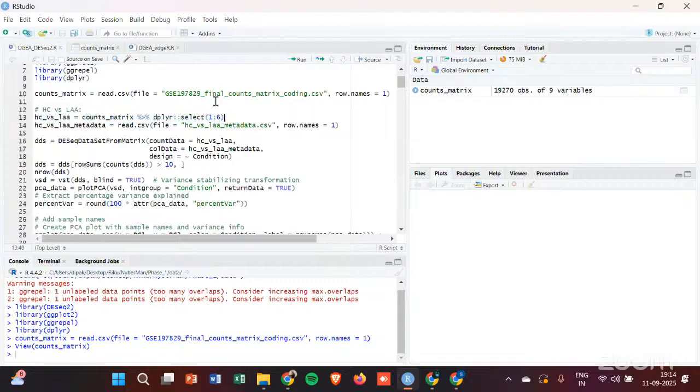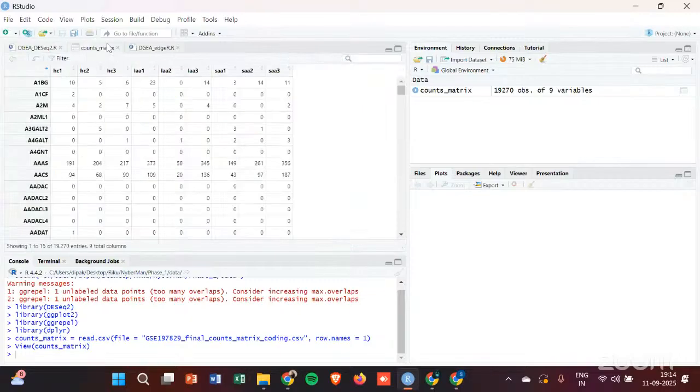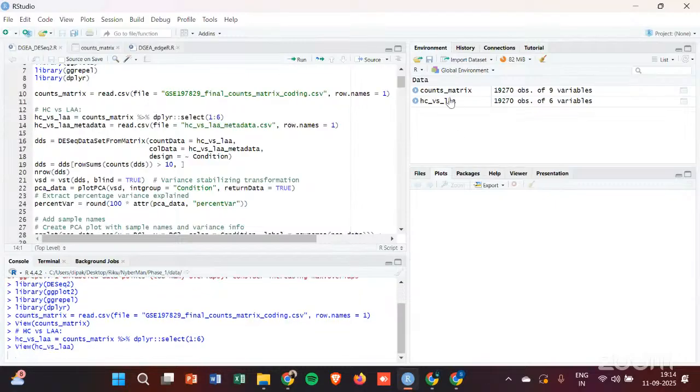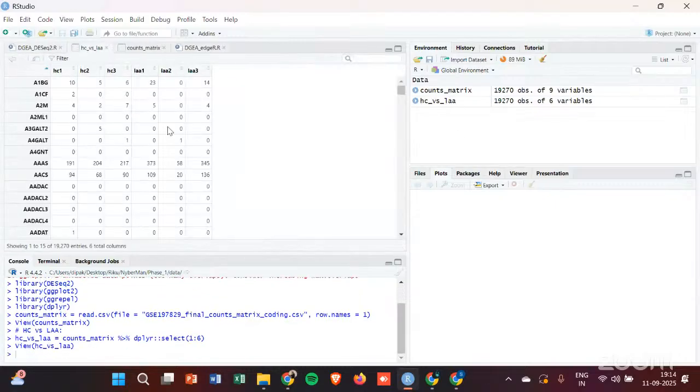So here what we'll basically be doing is selecting the first 6 columns, because the first 3 are your healthy controls, and the fourth, fifth, and sixth are your large artery atherosclerosis. If I run this line, I will now get my HC versus LAA matrix, which is my healthy control versus large artery atherosclerosis, and the row names are my genes.